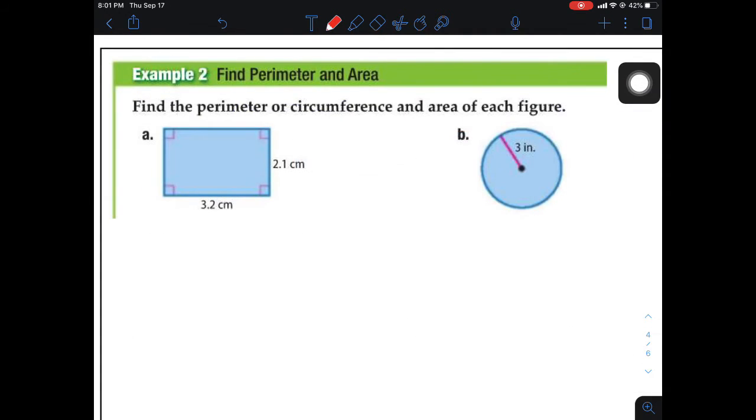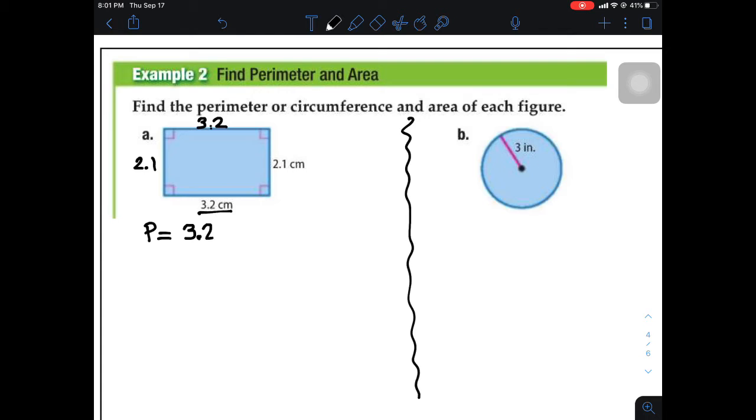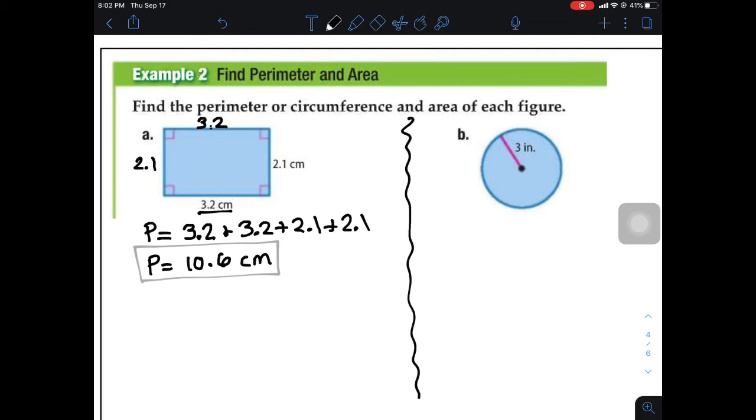All right, let's look at example 2. We're going to find the perimeter or circumference and area of each figure. So let me just divide up my space here. Okay, we're going to find perimeter. Perimeter is all the sides added together. Well, if this is 3.2, so is this. And if that's 2.1, this one is 2.1. You could do this a couple of different ways. You can say 3.2 plus 3.2 plus 2.1 plus 2.1. Or you could add those two together and multiply it by 2. Perimeter is equal to 10.6 centimeters.